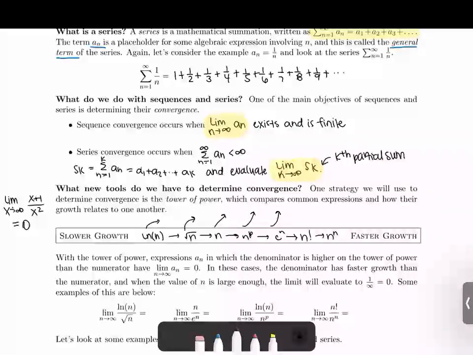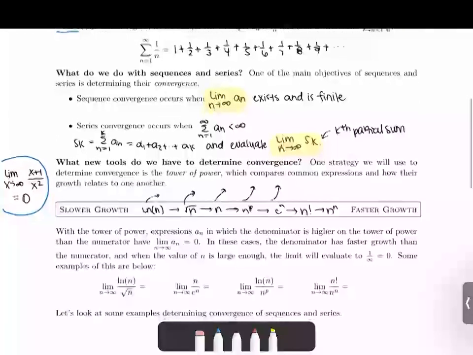So with the tower of power, if we have some general terms a_n, we can compare: does the denominator grow faster than the numerator? And in that case, that limit is going to be 0. Just like whenever we looked over here at this limit, if the degree on the bottom was bigger, well, then that limit was 0. The same thing is going to happen here. If our denominator has faster growth, then that limit is going to be 0.